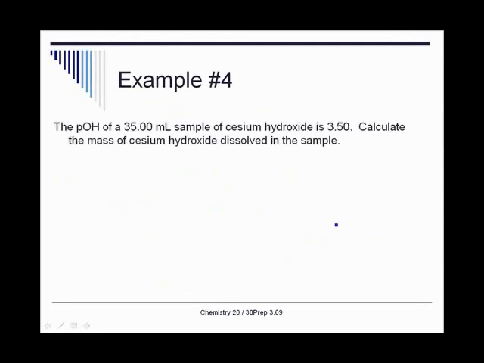So here we have a pOH of cesium hydroxide. We want to calculate the mass of cesium hydroxide dissolved in the sample. So the first thing we need is an equation. Always get that equation first so that we know what we're dealing with. So cesium hydroxide is, cesium is Cs, it's a 1 plus ion. So CsOH, and it was dissolved in water to form Cs plus ions plus OH minus ions.